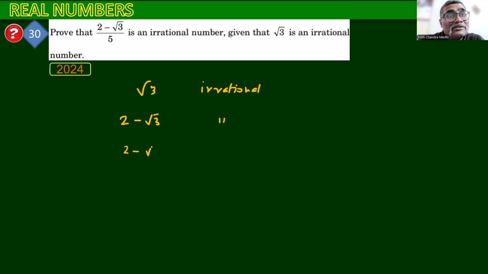Then next step, what will you do? Division of a non-zero rational and an irrational is always irrational. So that way, in three steps only, you can complete the problem. So please adapt the statement and complete the problem.